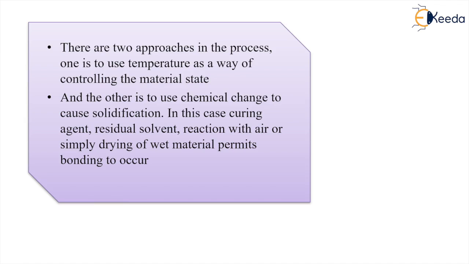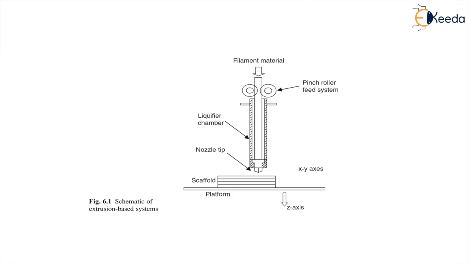Basically there are two approaches in this process. One uses temperature as a way of controlling the material state, and the other uses chemical change to cause the solidification. In this chemical change, the curing agent, the residual solvents, the reaction with the air, or simply drying of a wet material permits the bonding between these layers to occur.